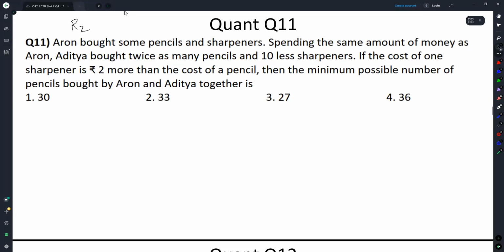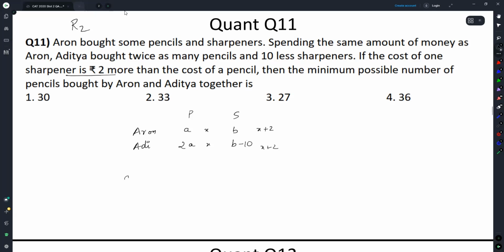Not that this is difficult, but there is lots of information to capture, so round 2. Let's do this. There is Aaron, there is Adi, there are pencils, there are sharpeners. If Aaron buys A pencils, then Aditya bought 2A pencils. If Aaron buys B sharpeners, then Aditya bought 10 fewer: B minus 10 sharpeners. If the cost of one sharpener is 2 more than the cost of a pencil, if the pencil costs x then the sharpener costs x plus 2, it was more, right?